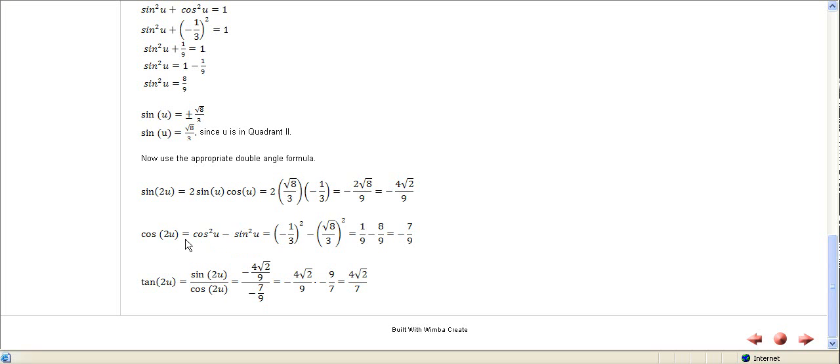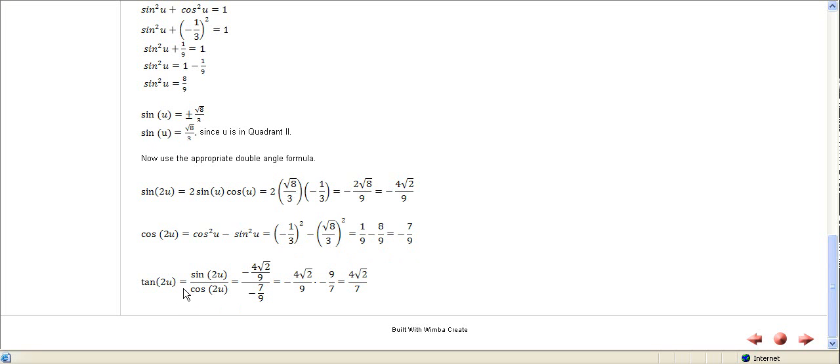Cosine of 2u is cosine squared minus sine squared. So we have -1/3 squared minus the square root of 8 over 3 squared. Okay, so remember what we're plugging in for sine squared u. We're not plugging in sine of 2u for that. We're plugging in sine of u. So go back to where we found sine of u. That gives us, when we square, 1/9 minus 8 over 9, which is -7 over 9.